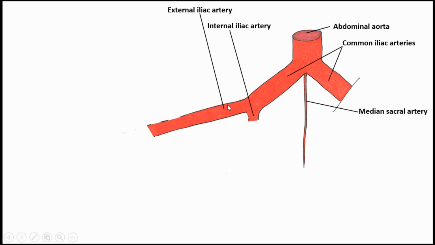Now the external iliac artery will continue into the thigh as the femoral artery, and the internal iliac artery gives off several gluteal and pelvic branches. So let's take a look at those.